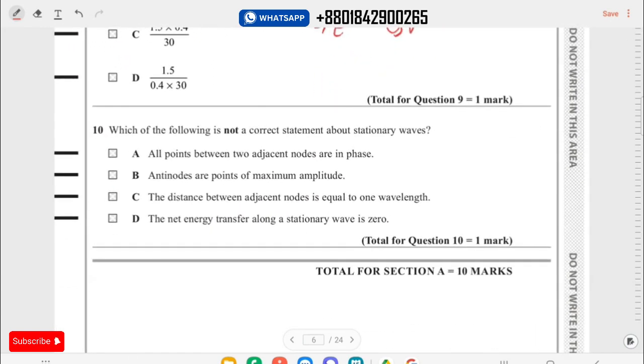Which of the following is not a correct statement about stationary waves? All points between two adjacent nodes are in phase. So let's just draw a diagram to explain it. This is the original one and this is maybe the reflected one. Now here between two adjacent nodes, which are points on this section and on this section.